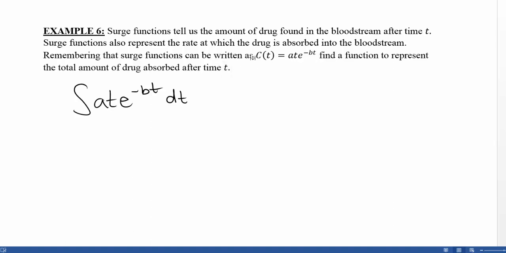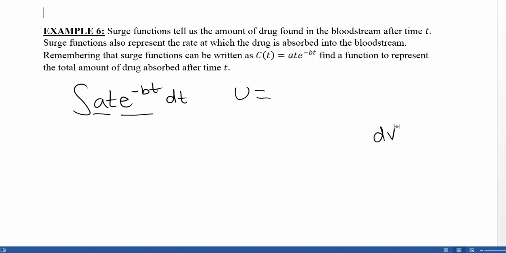So notice here that we have two functions multiplied together that have the variable. We have at and e to the negative bt. There's not a very good case for substitution here, so we're going to try it with integration by parts and see what happens. So again, my first function is at, and my second function is e to the negative bt.